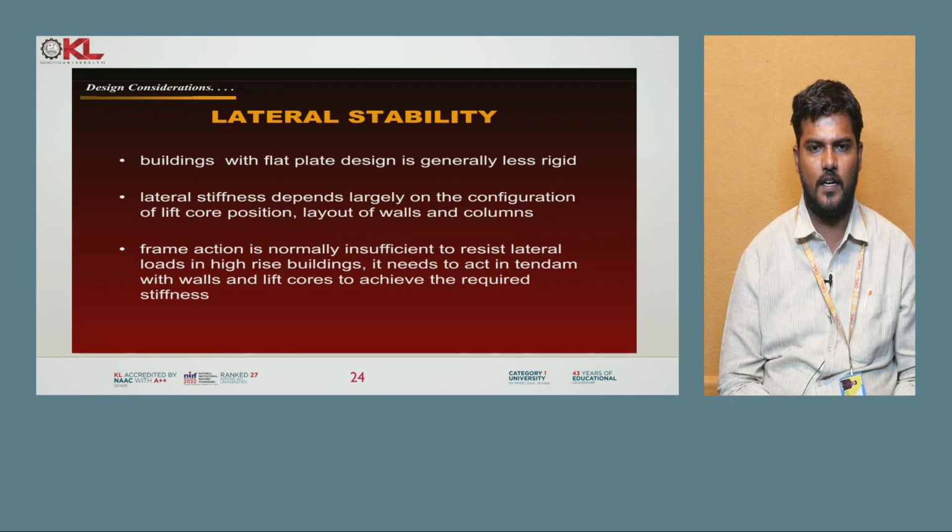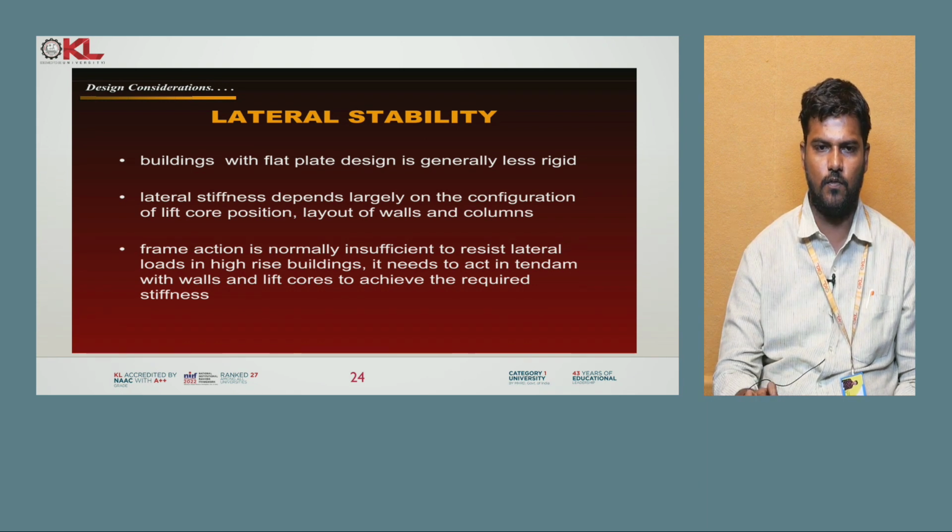The next one is about lateral stability. Buildings with flat plate designs are generally less rigid. Lateral stiffness depends largely on the configuration of the lift core position and the layout of walls and columns. Frame action is normally insufficient to restrict lateral loads in high-rise buildings. It needs to act in tandem with walls and lift cores to achieve the required stiffness.